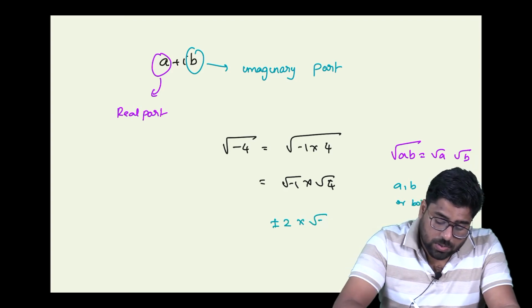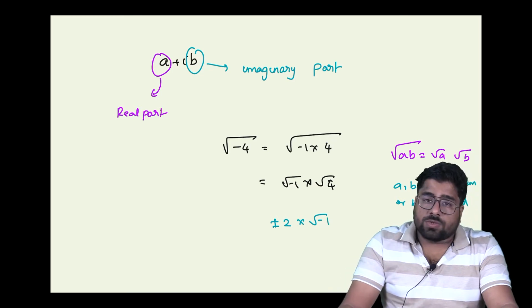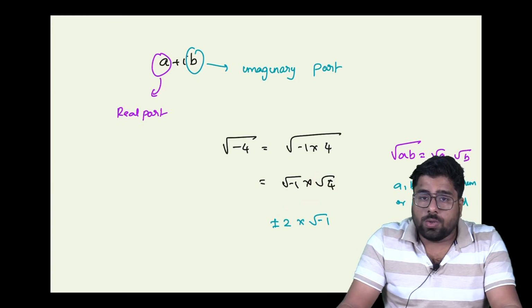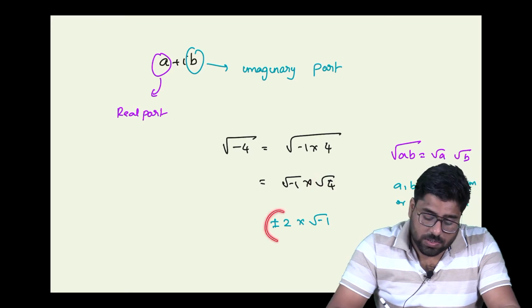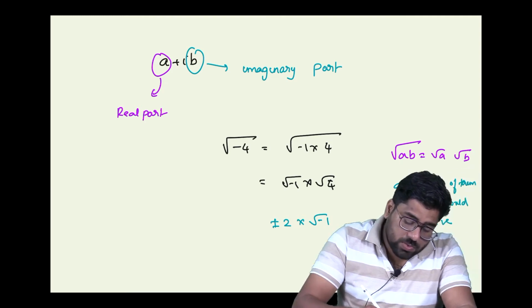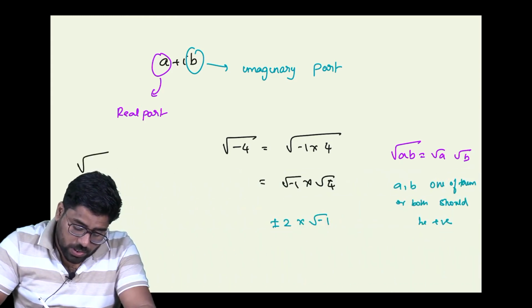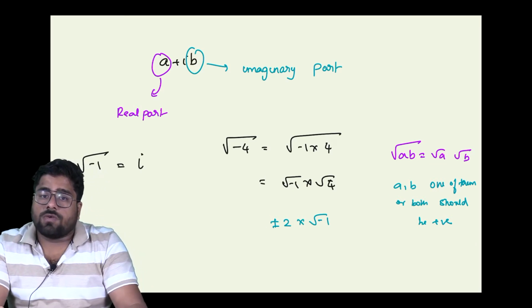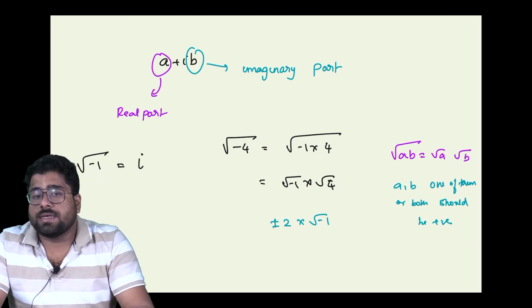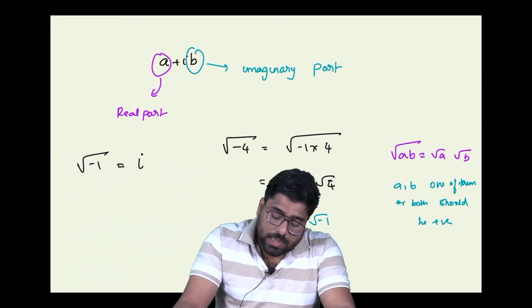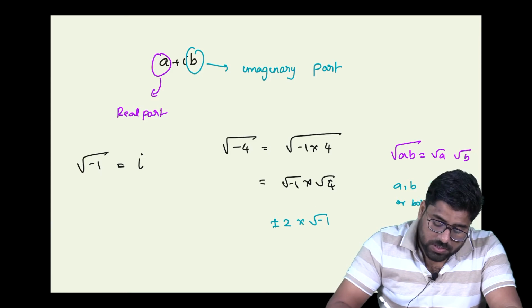I can write it as square root of minus 1. Why? Because square root of 4 is equal to plus or minus 2. So I can write it as plus or minus 2 into square root of minus 1. Now square root of minus 1 got replaced by a term called i, and this i is called my imaginary number. So when I write this, this becomes plus or minus 2 into i.